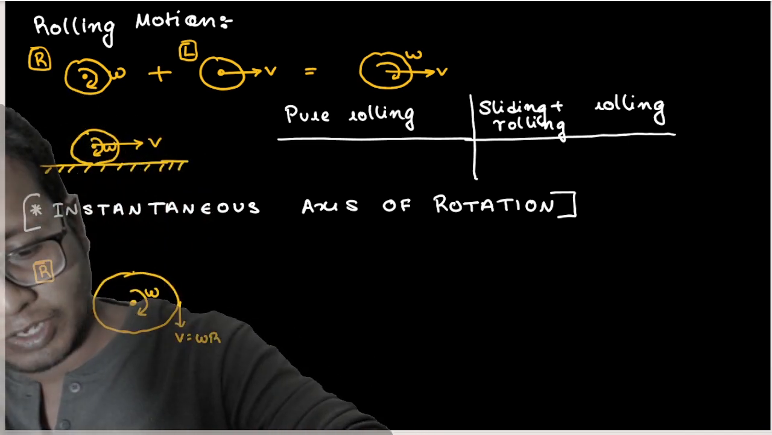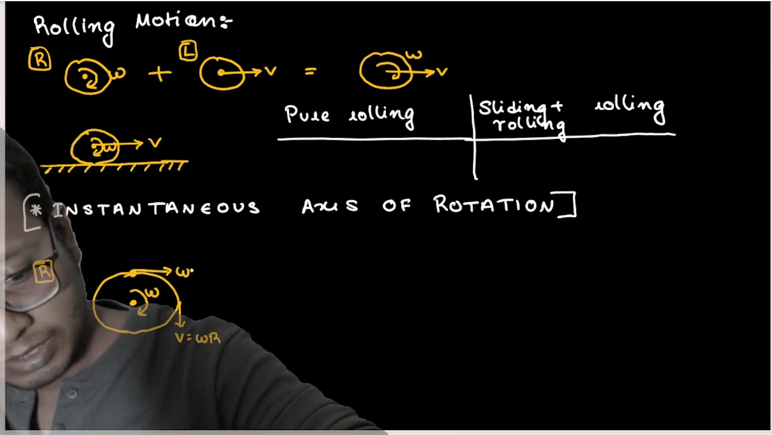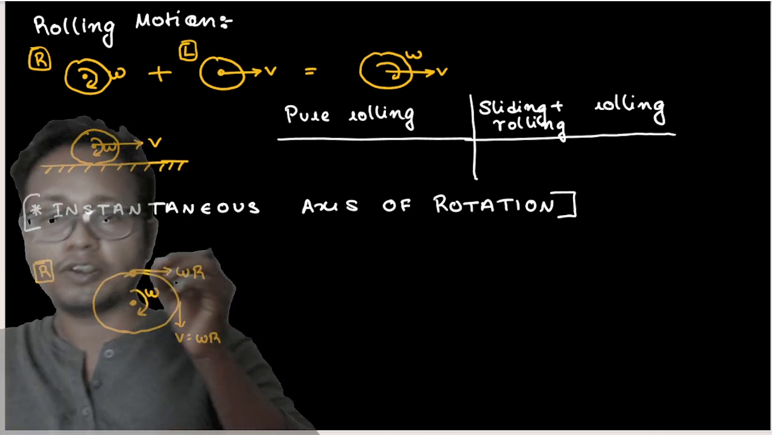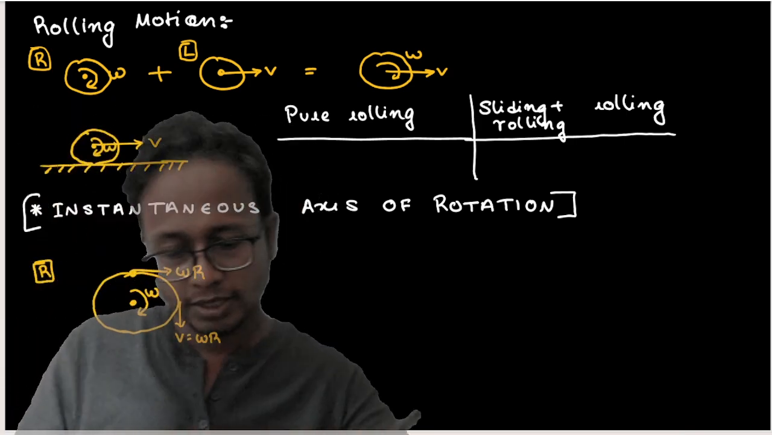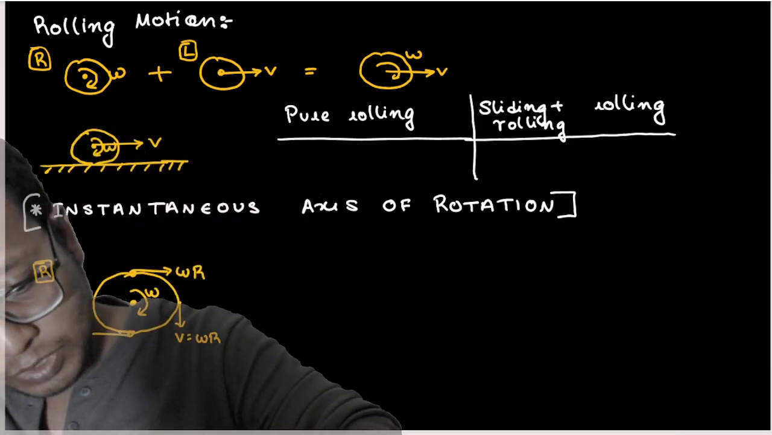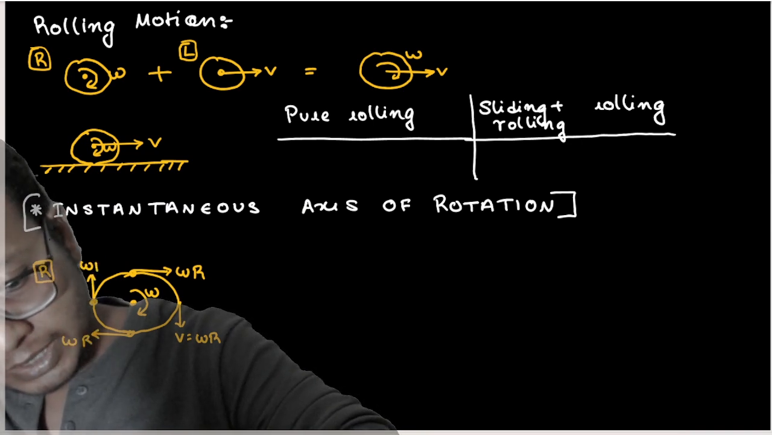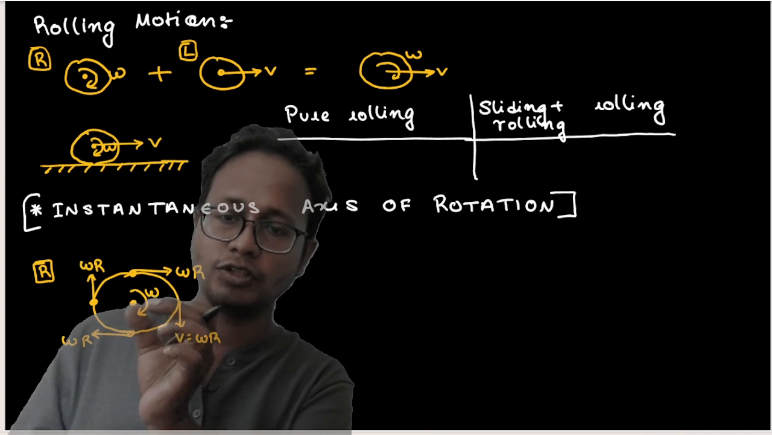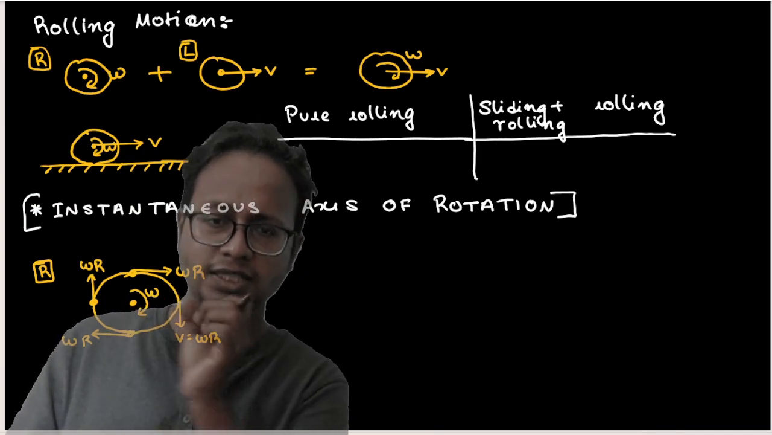What is the velocity at this point? The velocity at this point is nothing but omega r. The velocity at this point in the disk due to the angular velocity omega is omega r. Similarly, the velocity at this point would be omega r. Similarly, at any point inside the disk, the velocity at that point would be omega times the distance from the center. Understood? Omega times this much distance.